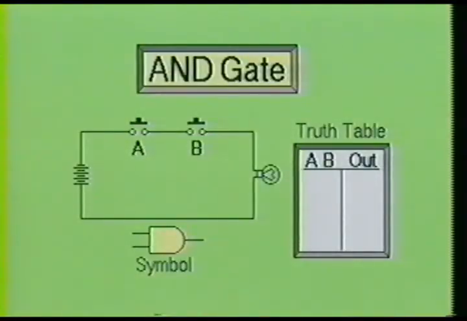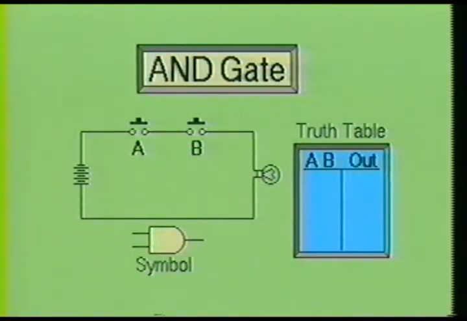Here we see a simple circuit using two switches, A and B, and a lamp as the load. This simple circuit can be used to illustrate the basic operating principles of the AND gate. Switches A and B are normal open switches. You should also note that a truth table has been placed by the AND gate symbol.